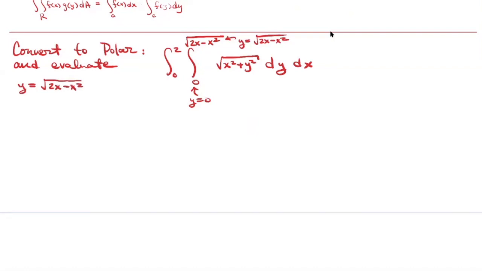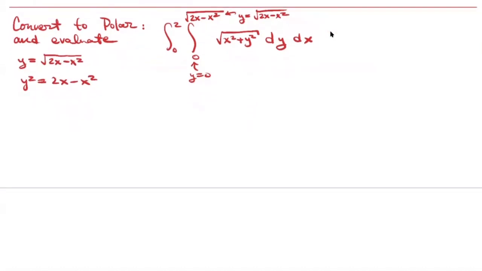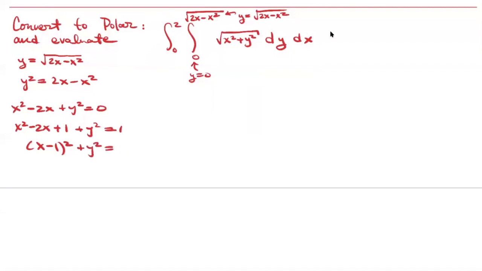So I'm going to try and multiply everything out. You've got y squared equals 2x minus x squared. That looks like a circle. We'll have to complete the square. You've got x squared minus 2x plus y squared equals 0. Adding 1, you get x squared minus 2x plus 1 plus y squared equals 1. So that's x minus 1 squared plus y squared equals 1.